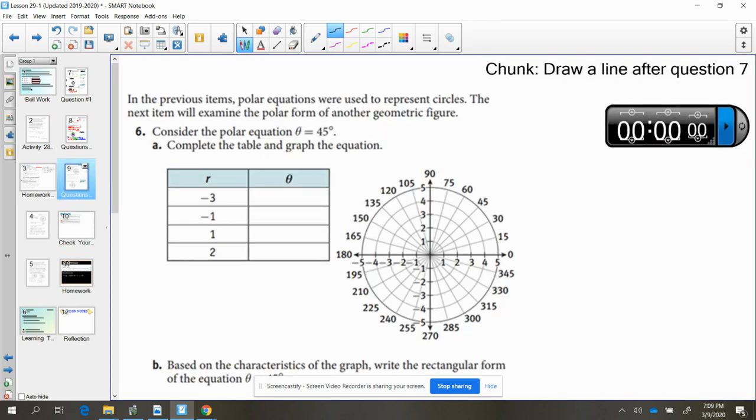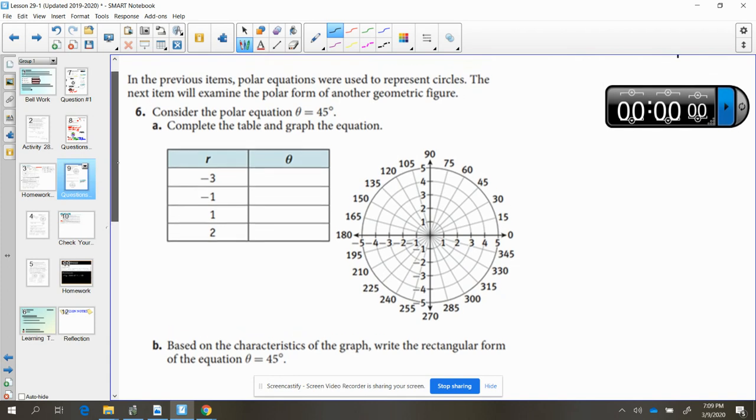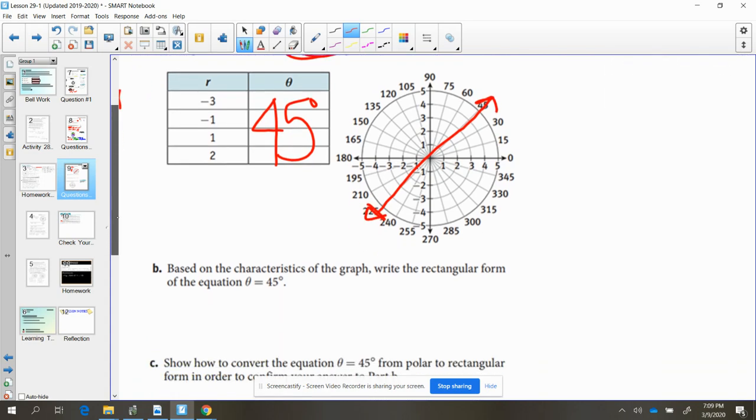Now the last part of this is talking about when we are given instead theta equals 45. Well, if theta equals 45, any r value you have is going to have a theta value of 45, which means basically what's happening here is this looks like so, like a line.